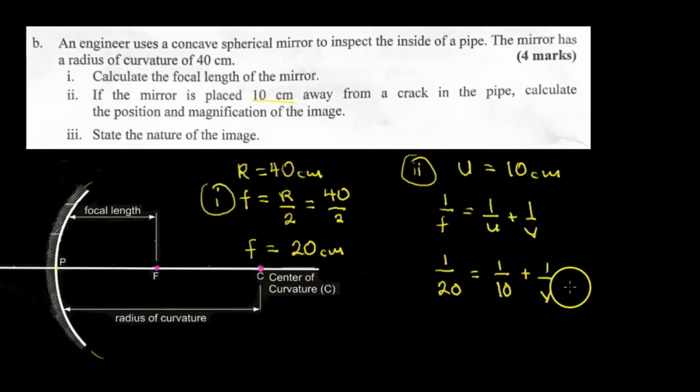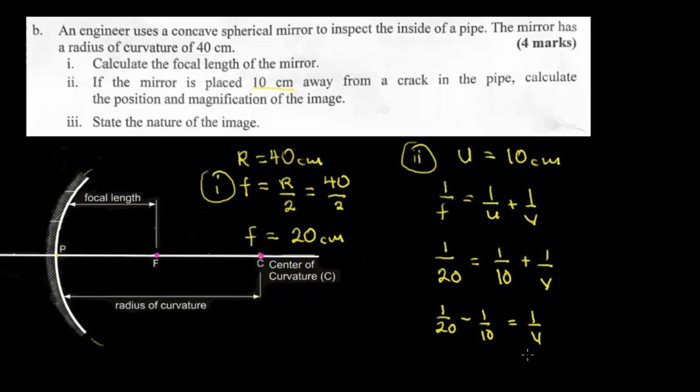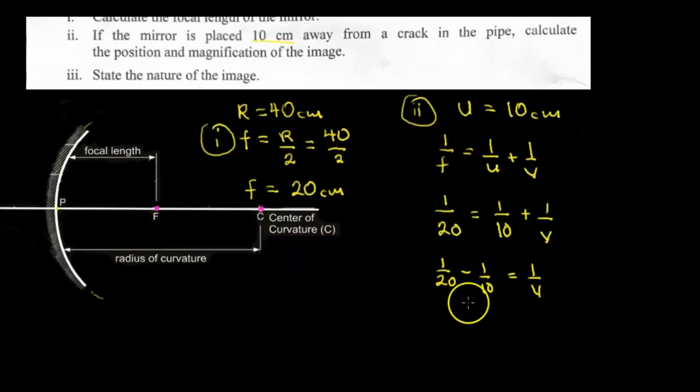I have only one unknown. The rest of it is algebra. I'm just going to make v the subject. Whatever I get is my answer. So I will send this to the other side and get 1 over 20 minus 1 over 10 equals 1 over v. So let me do some algebra here. The LCM here is 20. So 20 goes into itself, 1, minus 10 into 20, 2. And that will be equal to 1 over v.